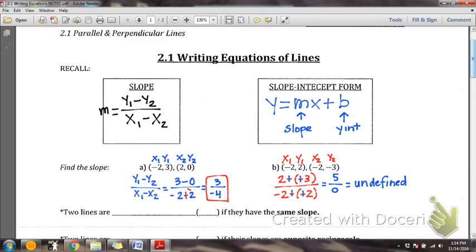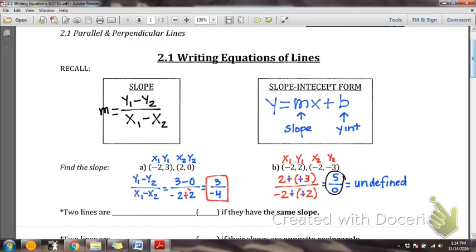All right, I need you to understand something. If you're doing homework and you get 0 in the denominator and you leave your answer like this, 5 over 0, you will not get full credit. You will get full credit if you write the word undefined. You have to be able to know that 5 over 0 actually changes into an undefined slope. That's what it means. And you need to be able to tell me that at the geometry level. Do not leave it as 5 over 0.